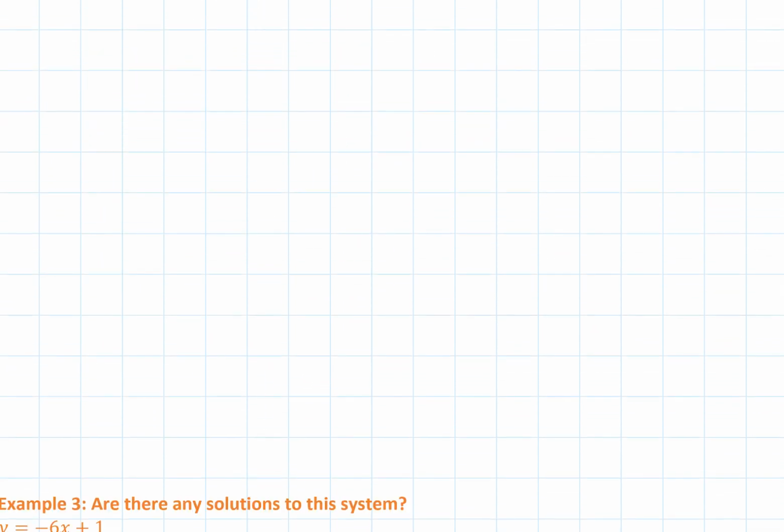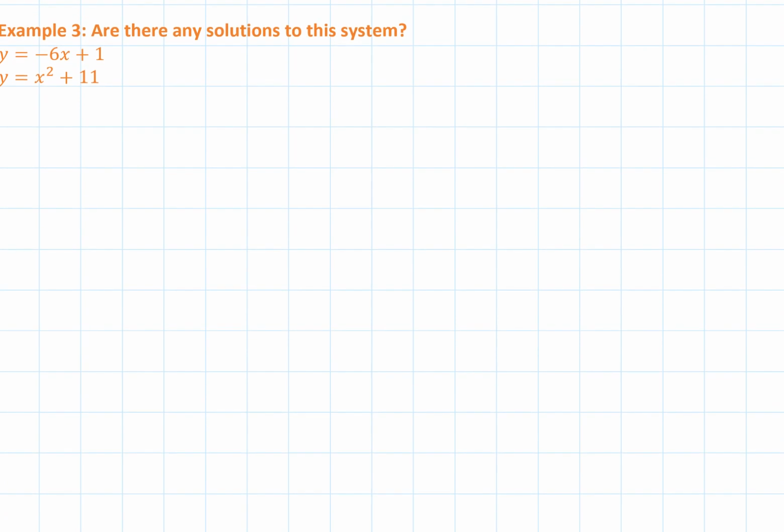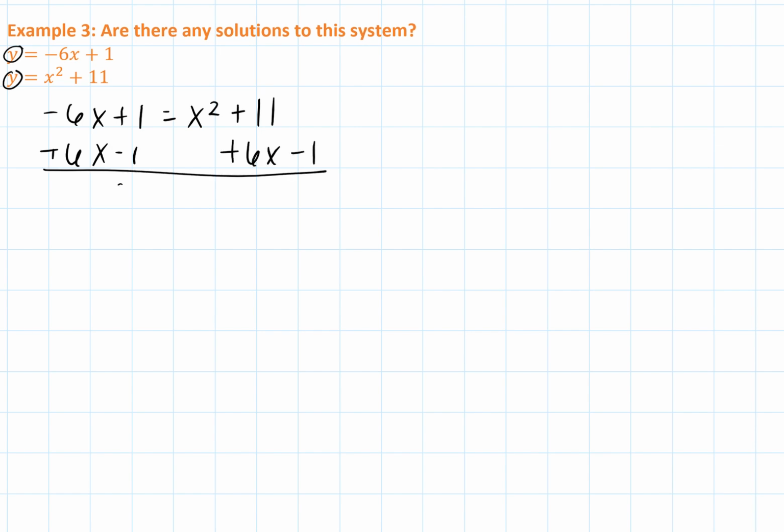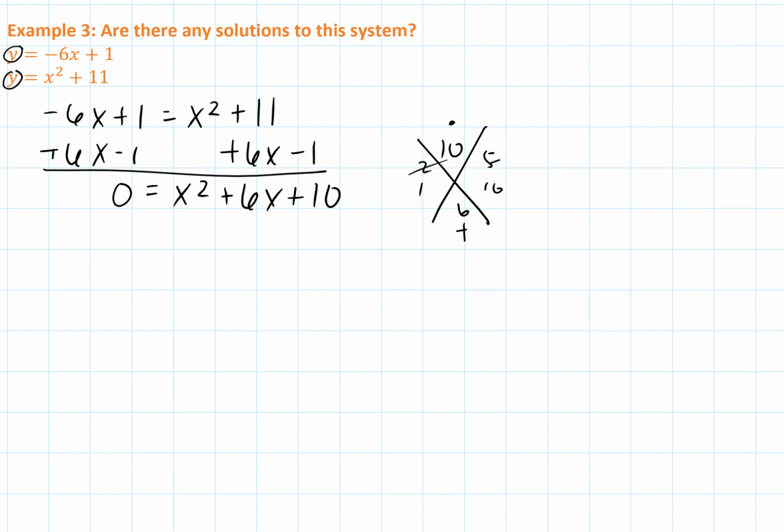One more example. Are there any solutions to this system? So I don't know, let's try solving it and see what happens. Here they're both set equal to y, so I can just set them equal to each other. Or you can think about it as substituting for one of the y's with the other expression. Again, now I have a quadratic equation. There are only x's, no y's. So let's move all the terms to one side of the equation. I try to factor. I want two numbers that multiply to 10, add up to 6. No, that won't work. Okay, if factoring doesn't work, I'll have to use the quadratic formula.